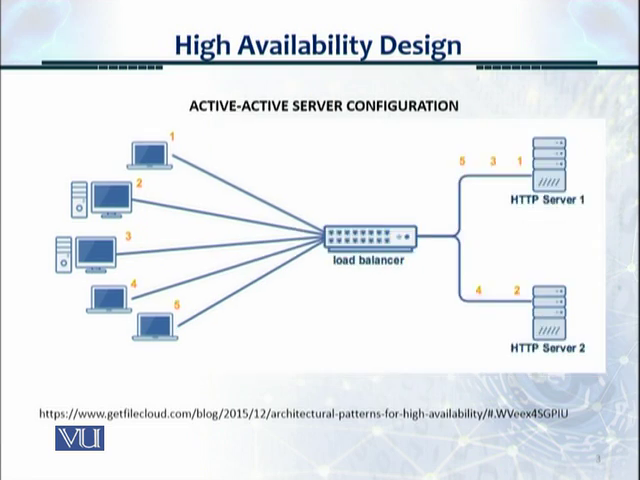The next one is an active server configuration, and what we see is that there are 5 sources of traffic, and here you have a load balancer. The load balancer is sending the traffic to 2 HTTP servers, 2 web servers, in a round-robin fashion. So packets 1, 3, and 5 would go to server 1, and packets 2, 4, and 6 would go to server number 2.